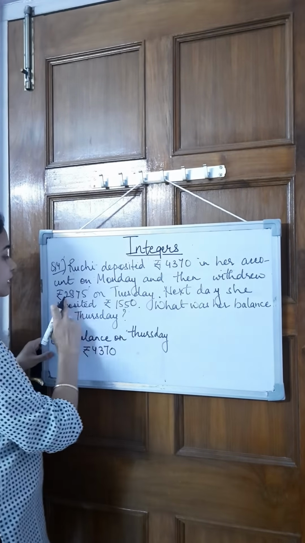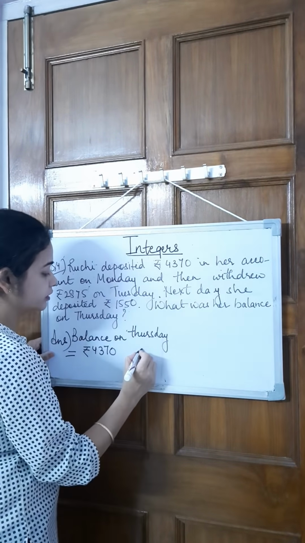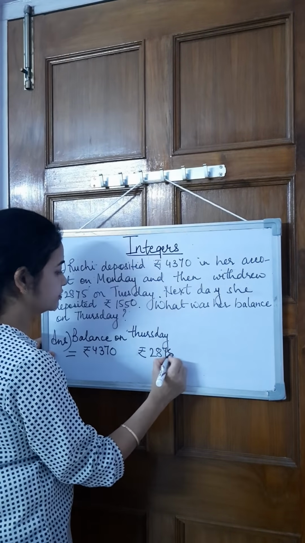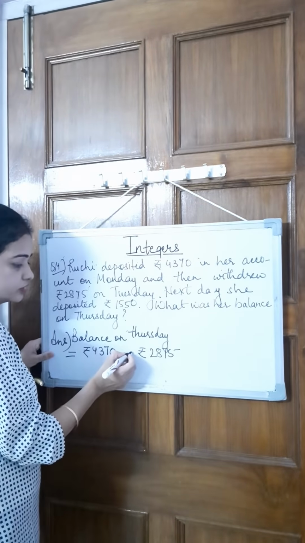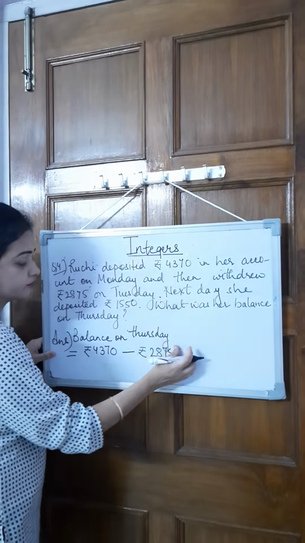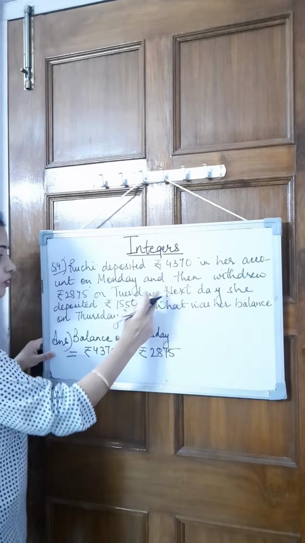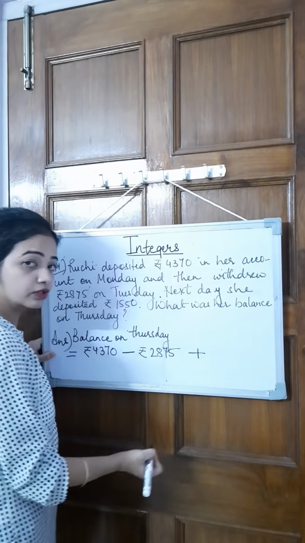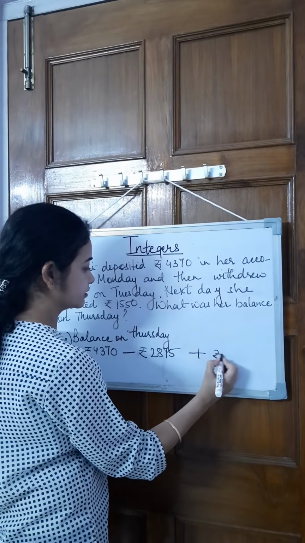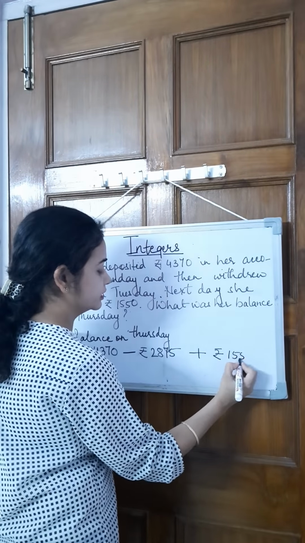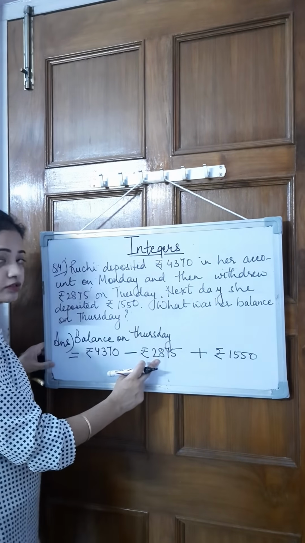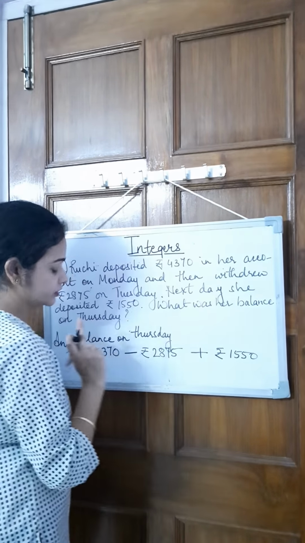Then she is withdrawing money. How much she is withdrawing is rupees 875. So since she is withdrawing, we'll put a minus sign. Now again she is depositing. If she is depositing again, we have to put a plus sign because the money is increasing in her account. So we'll add. So first add, then subtract because it is withdrawn, and then deposited.